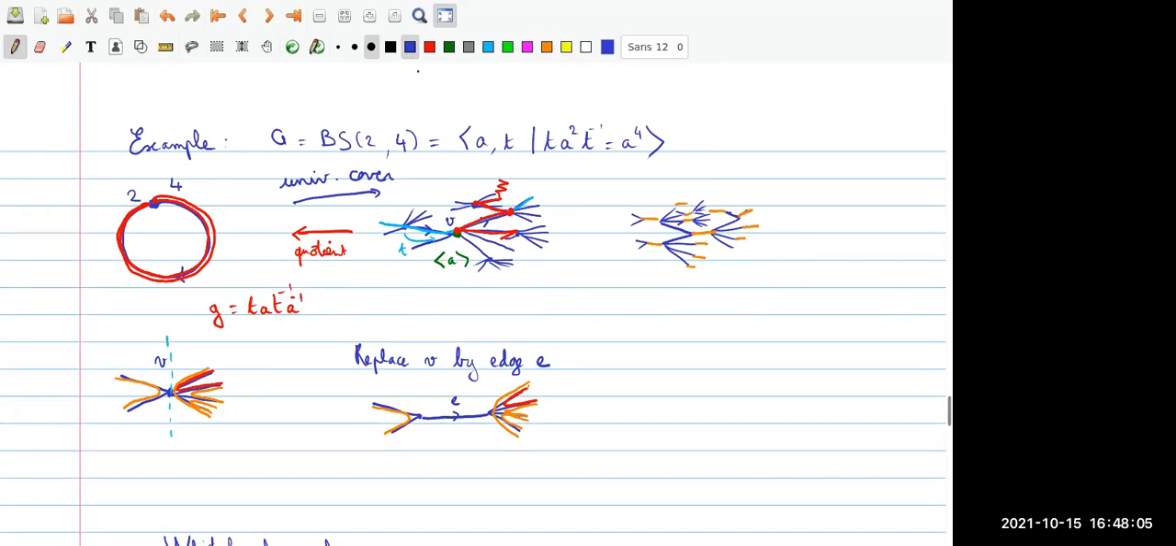In fact, the action lifts to this tree, and my axes also lift in this tree, and the axis of G is something which goes like that. Still a zigzag, but it never crosses the orange edges. So the orange edges correspond to E here. Now I can take the quotient of this graph. My quotient is still a circle, but a circle with two edges, a blue edge and an orange edge.